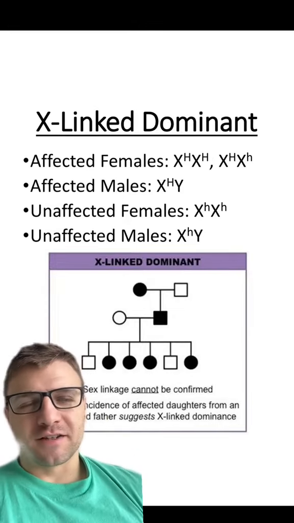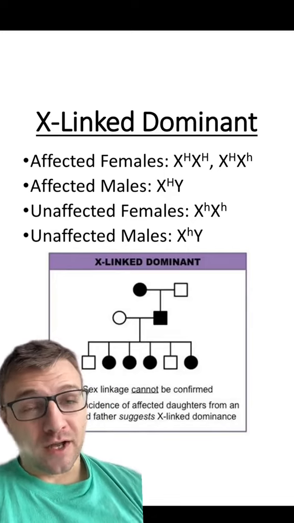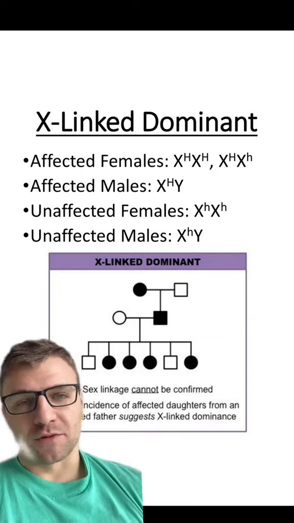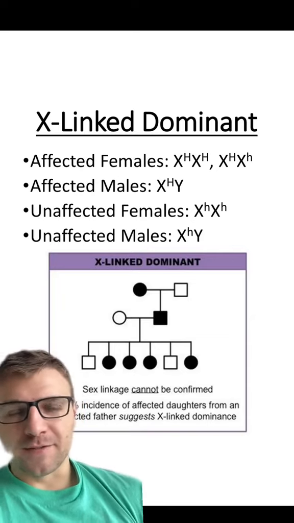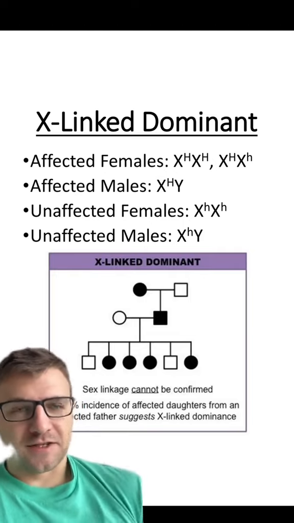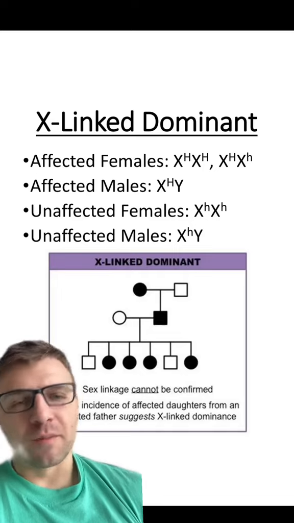X-linked dominant is kind of the opposite. This is where affected females are going to inherit at least one X chromosome with a capital H, and affected males will also inherit an X chromosome with a capital H. Unaffected females and unaffected males won't have an X chromosome with a capital H.